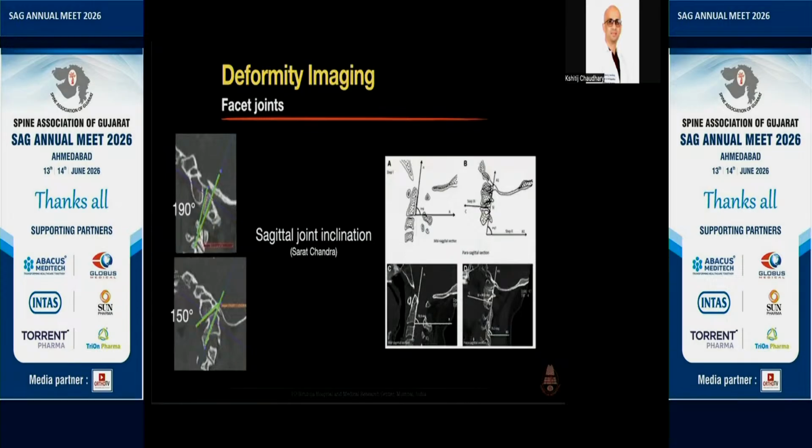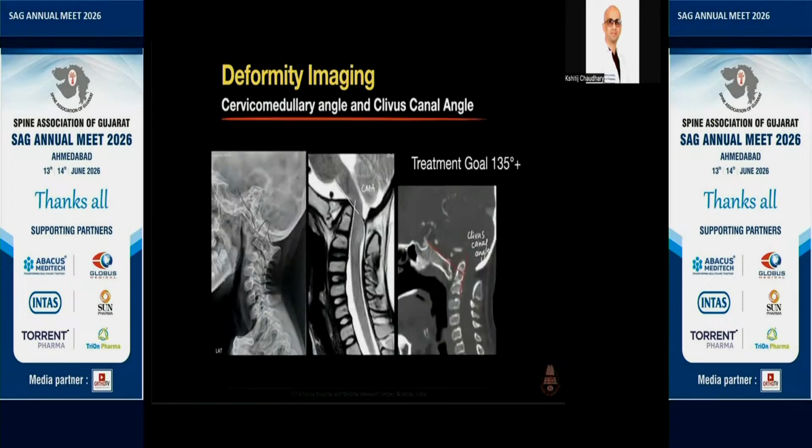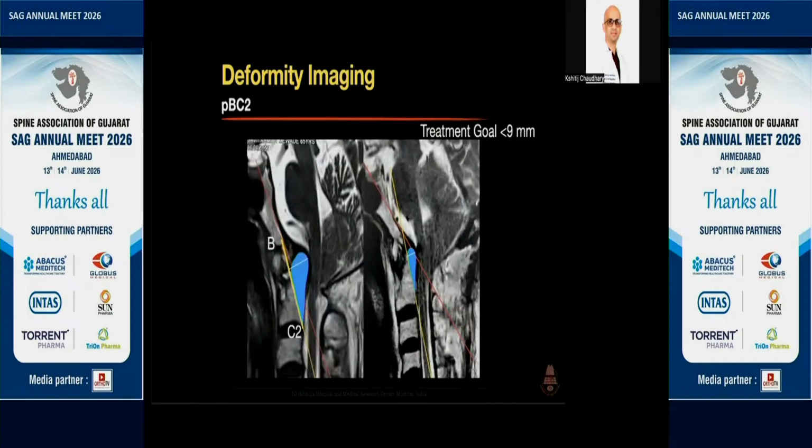We measure the amount of distortion of these joints by using the sagittal joint inclination angle as proposed by Dr. Sarat Chandra. It is the inclination of the C1 C2 joint with respect to the posterior aspect of the odontoid process. We also look at the craniomedullary angle and the clival canal angle, and our goal of surgery is to restore this to an obtuse 135° plus angle.